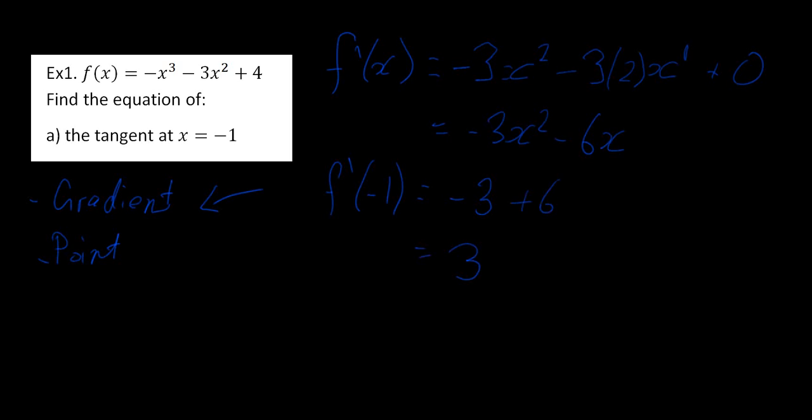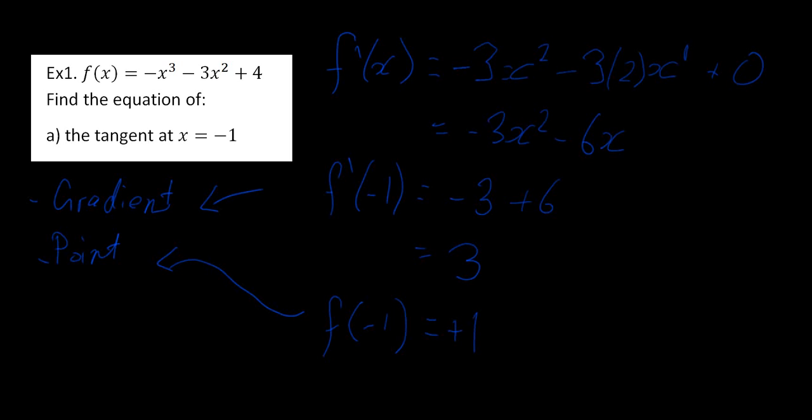Next, we're going to find the coordinate at x equals -1. To find the y coordinate, simply sub in x equals -1 into our original function f. So we have -x cubed, where x is now -1, so you get +1 here. Just put a positive sign there, just to be sure.